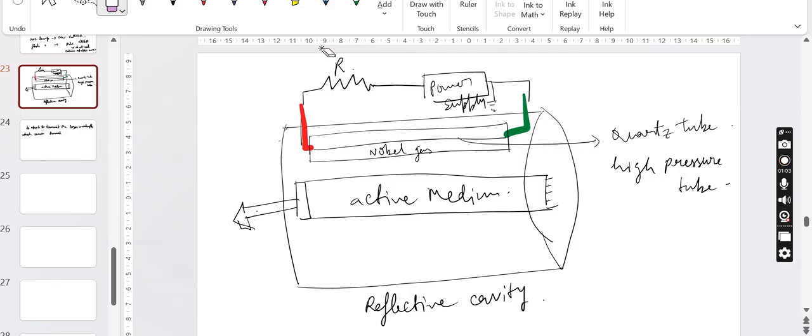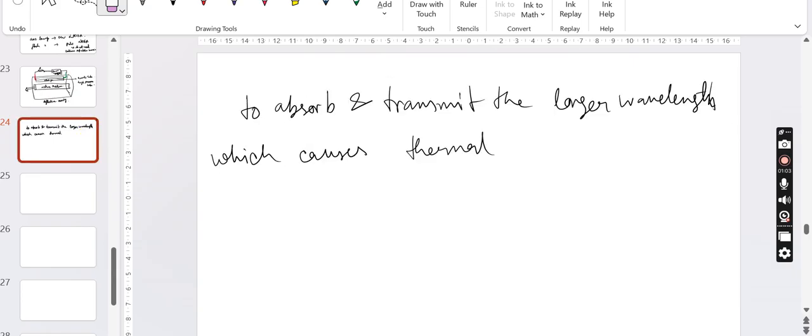So the active medium does not act as a homogeneous medium. It acts as layers of different media with different refractive indices. So that causes the degradation of the lasing effect.